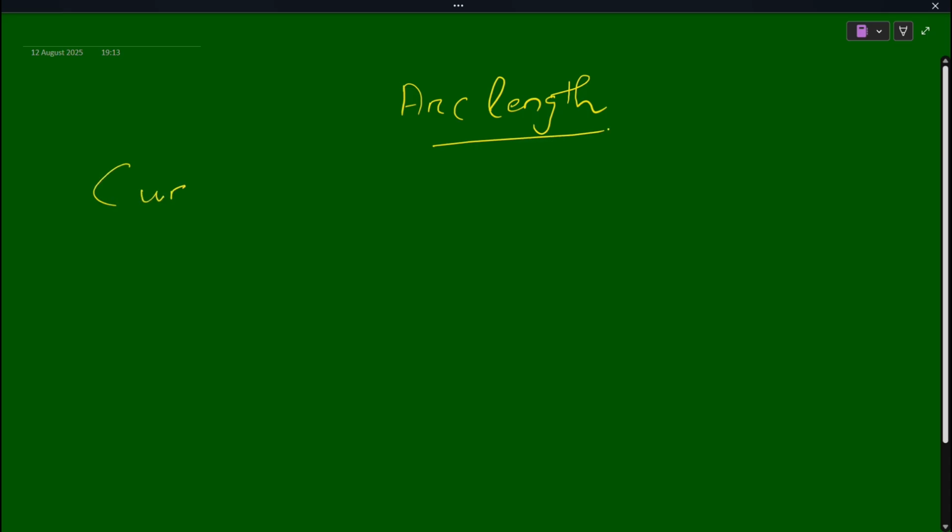So first we will see what a curve is. A curve is an object which is similar to a line but doesn't have to be straight. For example, suppose this is a curve, and suppose this is also an example of a curve which is not a straight line. So now how do we find the arclength of this curve?